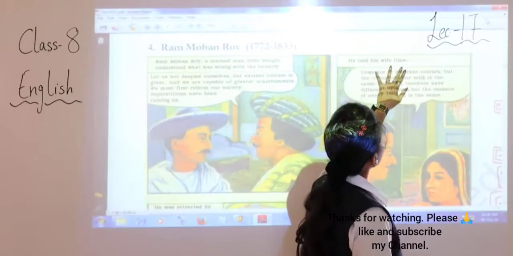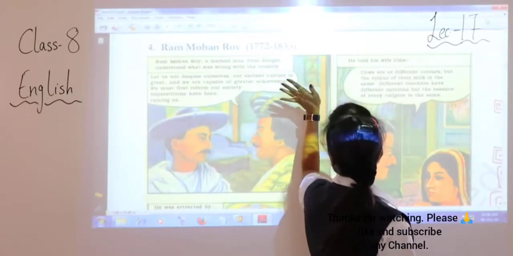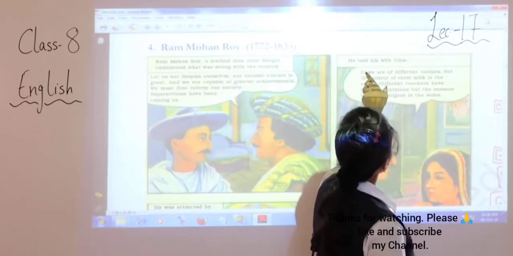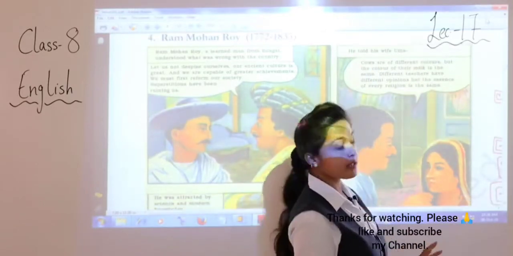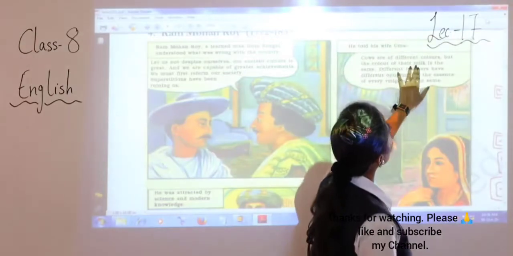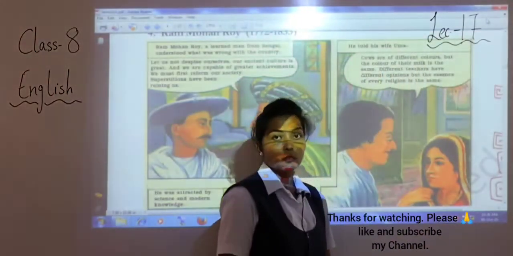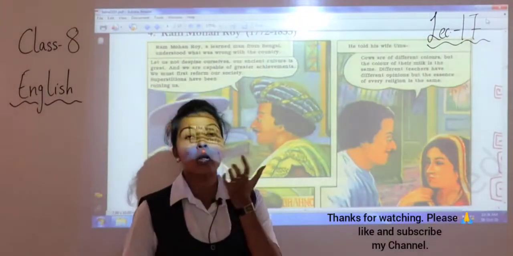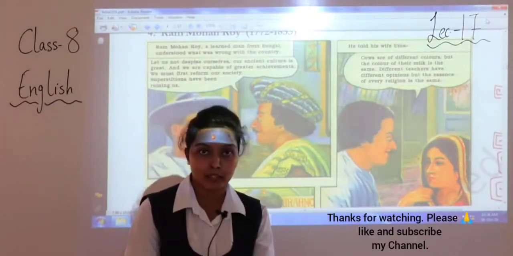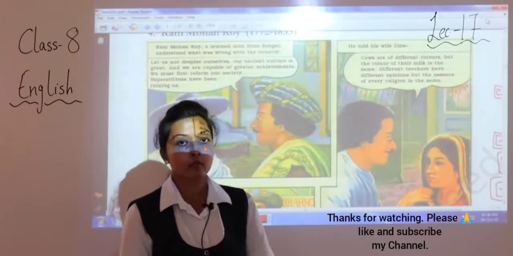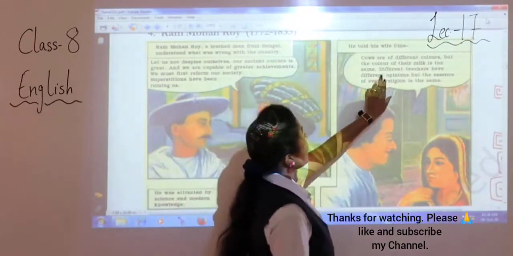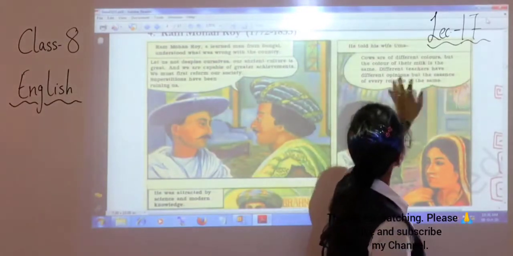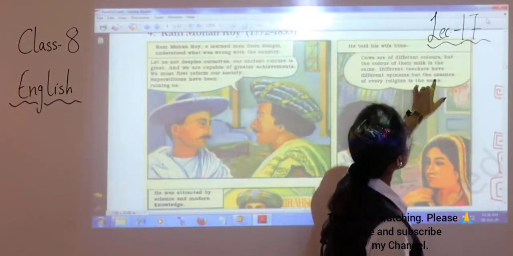He told his wife Uma, cows are of different colors, but the color of their milk is the same. What he is saying is that cows are of different colors, but the milk we get from that cow is the same, white. Different teachers have different opinions, but the essence of every religion is the same.